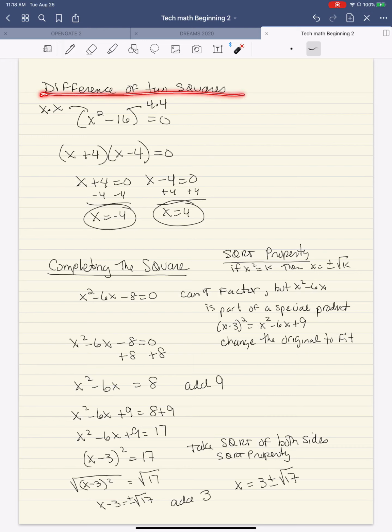Difference of two squares. You recognize difference of two squares because there's just two terms, first of all, and they're both perfect squares. So x squared is a perfect square of x times x. 16 is a perfect square of 4 times 4. So the setup for this is add the perfect squares, subtract them. So it's going to be x plus 4, x minus 4. That's what I have here.